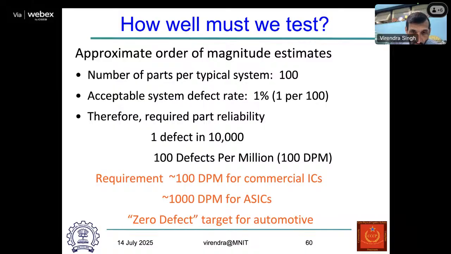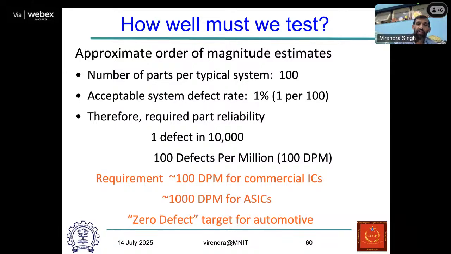So now this will say that I can afford to sell one defective part per 10,000 parts that I'm manufacturing. In other words, if I manufacture 1 million parts, I can afford to ship 100 defective parts. That number we call DPPM, defective parts per million manufactured parts.